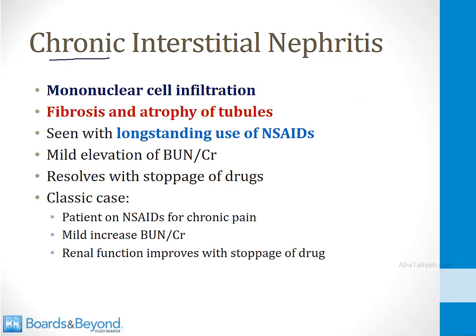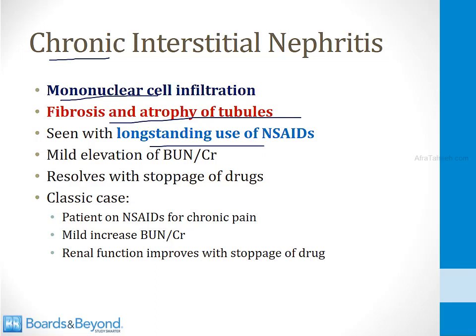There is a chronic form of interstitial nephritis. This involves mononuclear cells, and it leads to fibrosis and atrophy of the tubules. This is seen only among patients with long-standing use of high levels of nonsteroidal anti-inflammatory drugs. So in a board question, this is always going to be someone who's got some type of joint pain or other condition and takes lots of NSAIDs every day.